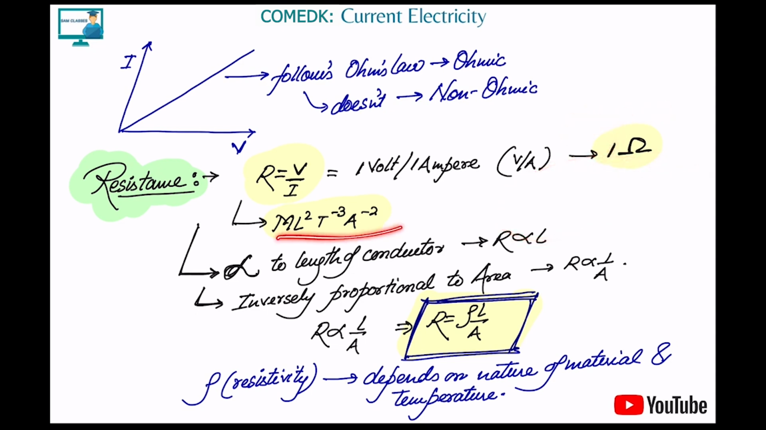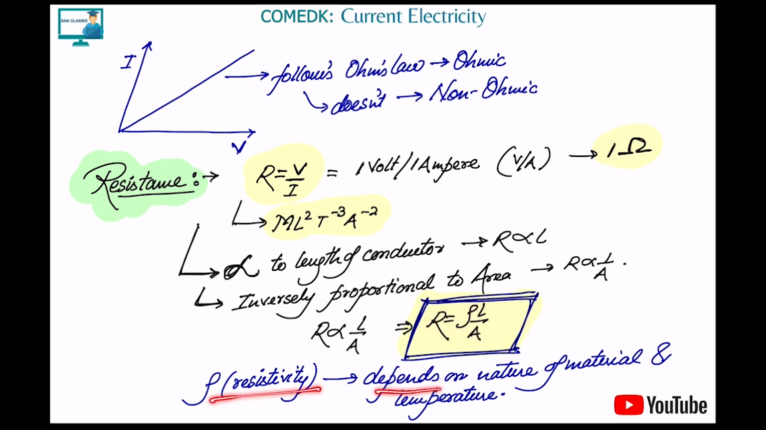I have given the dimension here, and I'll still be giving every important dimension in the chapter on dimensions and analysis. Resistance is directly proportional to length and inversely proportional to area. If you remove this proportionality, we get resistivity. So R is equal to rho L by A. Very important.